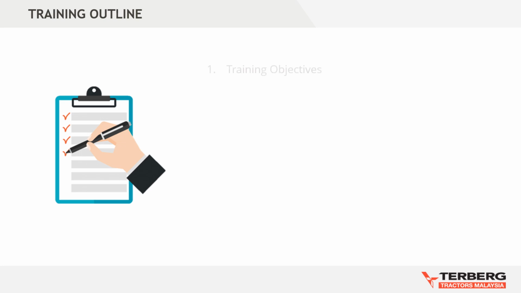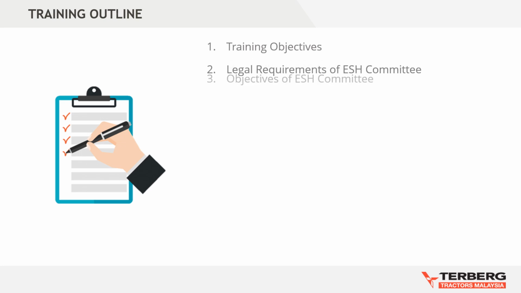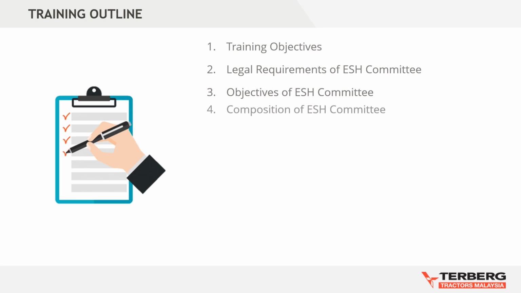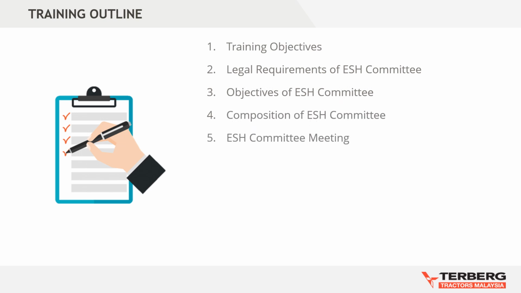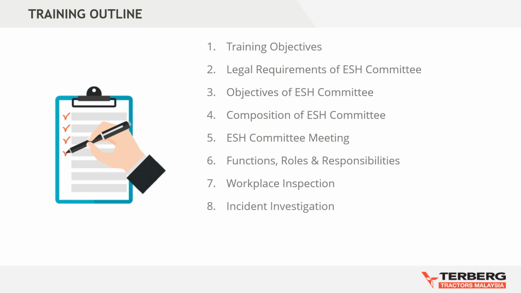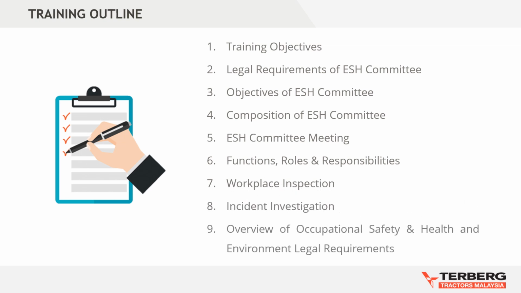This training begins with training objectives, legal requirements of the ESH Committee, objectives of the ESH Committee, and composition of the ESH Committee. Next, we will know who is included in the ESH Committee meeting and what their functions, roles and responsibilities are, how the workplace inspection and incident investigation will be. Last, we will provide an overview of occupational safety, health and environmental legal requirements.